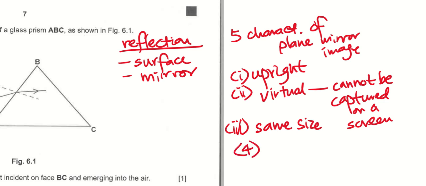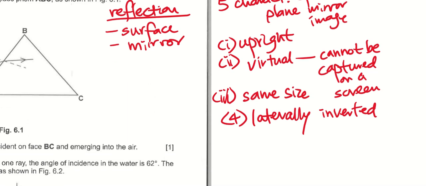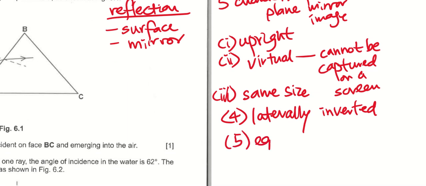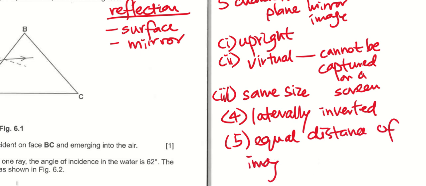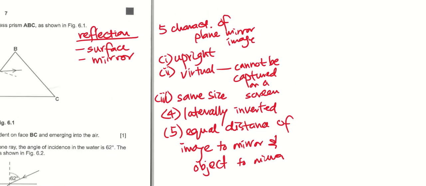Fourth is laterally inverted. That means your left is the right, your right is the left, laterally inverted. Lastly is equal distance, of image to mirror and object to mirror. Okay, so they will test you on the 5 characteristics.